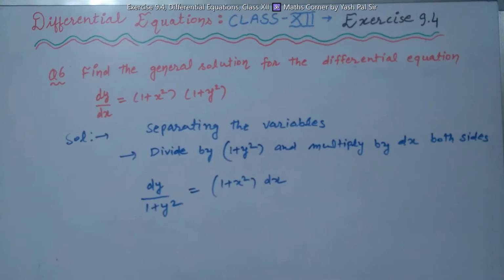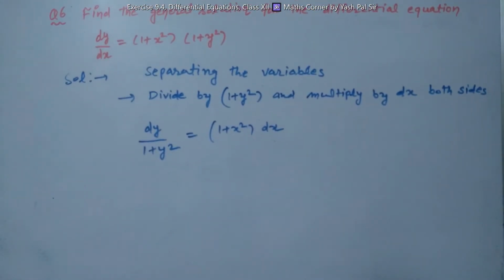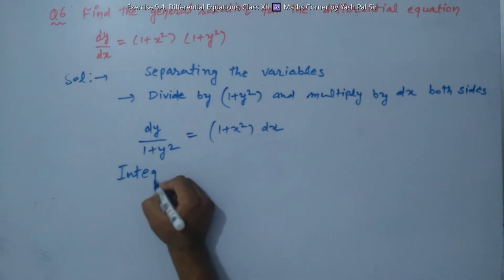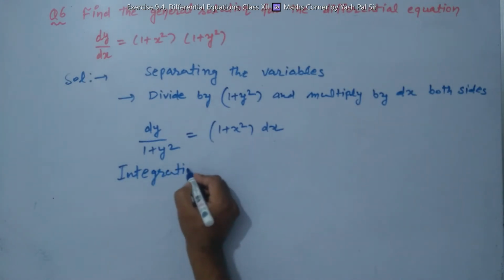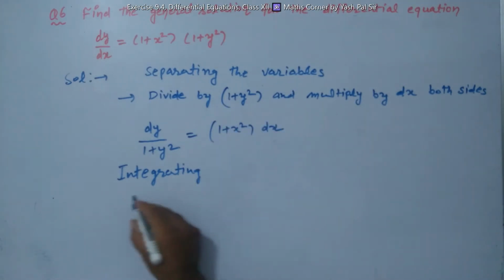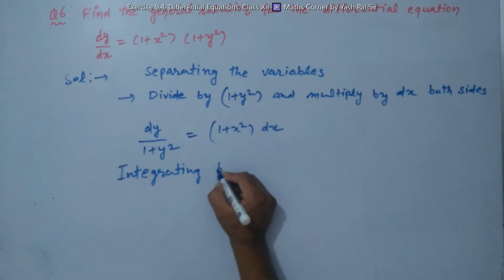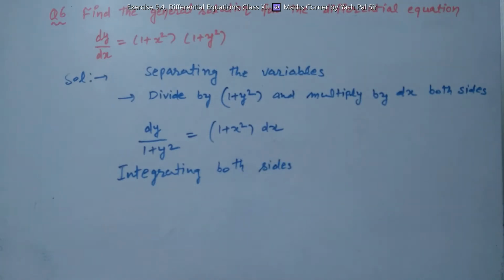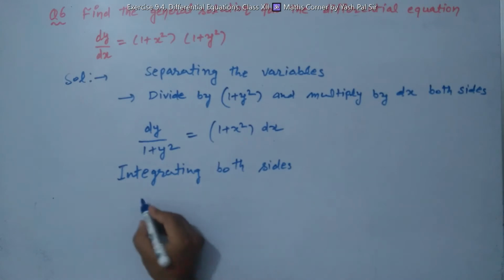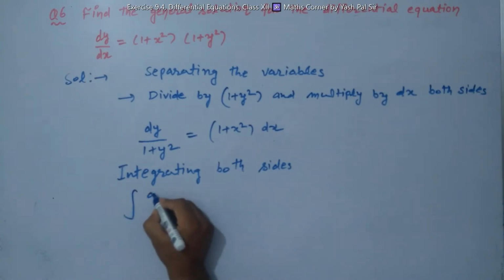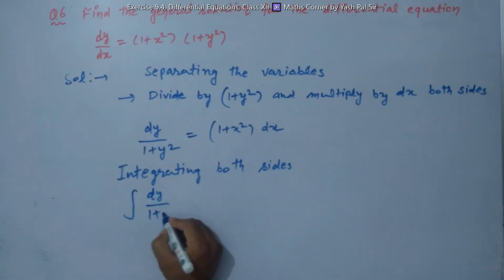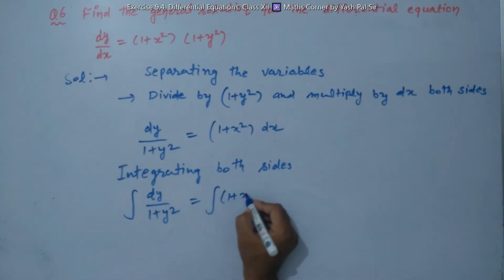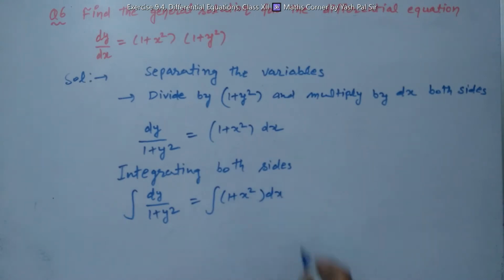Now the next step is integrating both sides. After separation of the variables, next step is integrating both sides. So we now insert the integration sign. dy upon 1 plus y square is equal to 1 plus x square into dx.